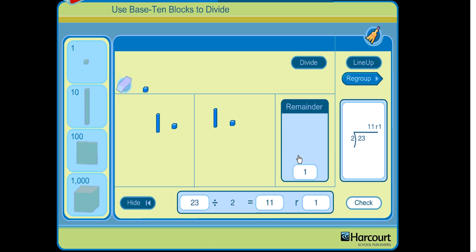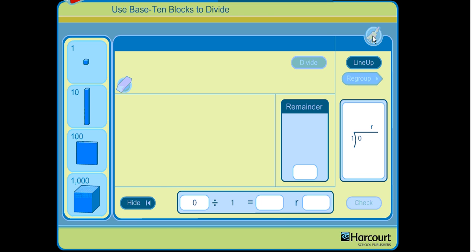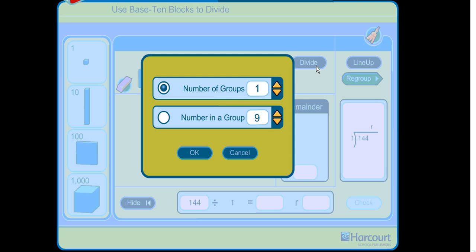So let's go back to iTools and look at that in picture form. We're going to clear it. I'm going to take my flat. I have 100, 40, 4. Okay, so 144. I'm going to divide that.